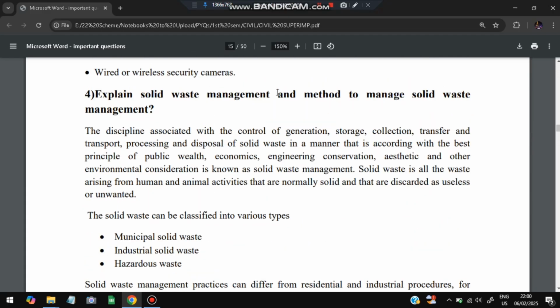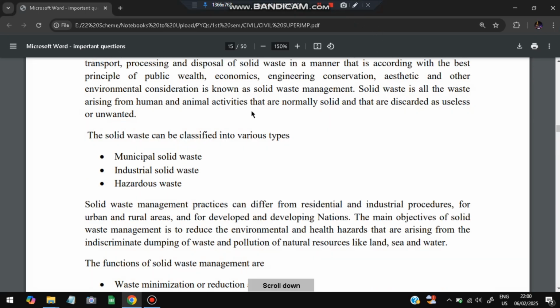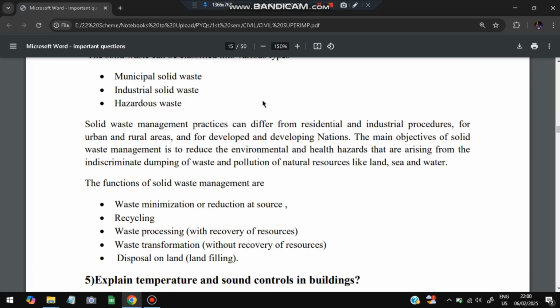Next is: explain solid waste management and the methods to manage it. So what is solid waste management? It covers municipal waste, industrial waste or hazardous waste, and that has to be managed properly, otherwise it will create a lot of dirtiness. So how it can be discarded, all those things. How it is handled differs if it is residential waste or industrial waste, because industrial waste will have toxic chemicals that have to be handled separately. If you don't handle that, the land, sea and air all will get polluted.